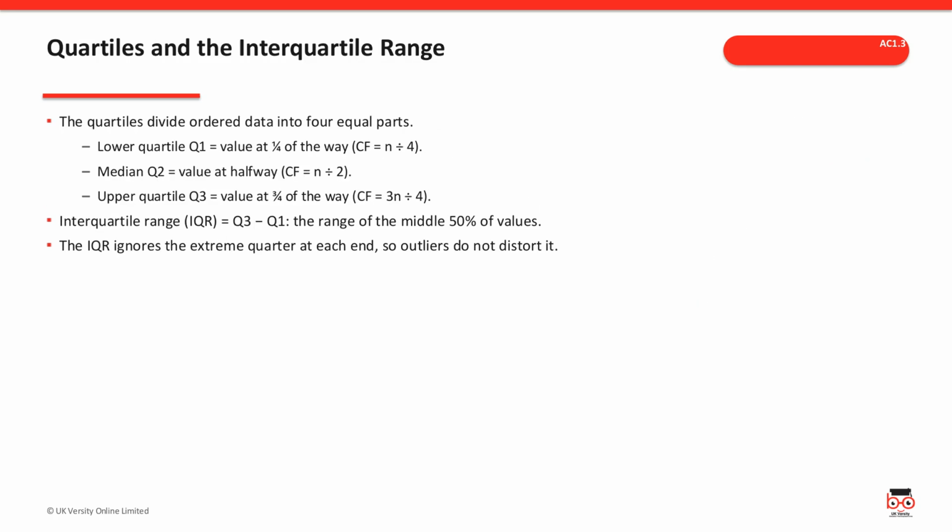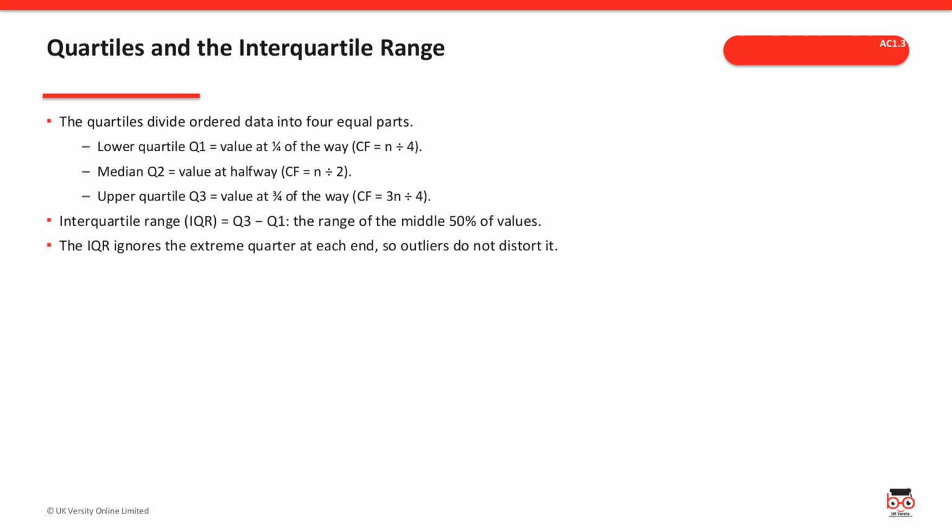Let's be precise about quartiles. They chop the ordered data into 4 equal parts. The lower quartile, Q1, sits a quarter of the way through, at a cumulative frequency of n divided by 4. The median, Q2, is halfway, at n divided by 2. And the upper quartile, Q3, is 3/4 of the way, at 3n divided by 4.